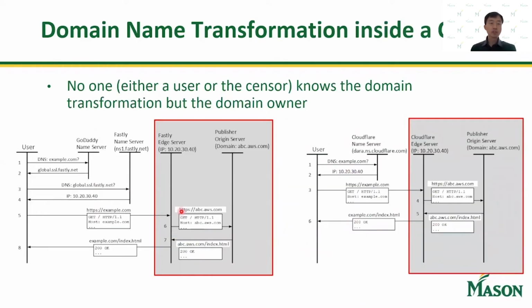What makes things interesting is that during this whole process, neither the user nor a censor, if we assume there's a censor who can oversee all this traffic, knows what is happening inside the CDN. The user and the censor who looks at this traffic only know that the user is communicating with the CDN and asking about example.com. What they don't know is that example.com is actually transformed into abc.aws.com. This transformation is only known to the CDN and to the domain owner who has configured it.